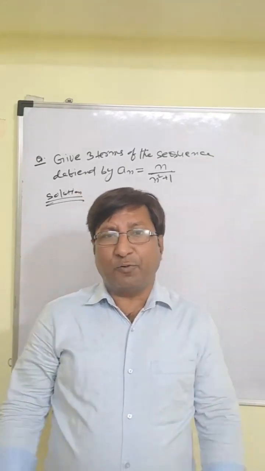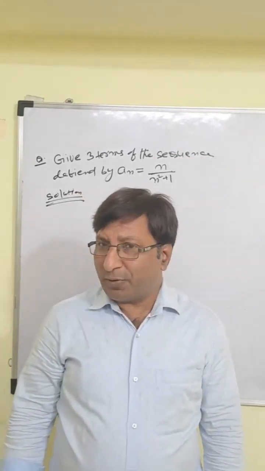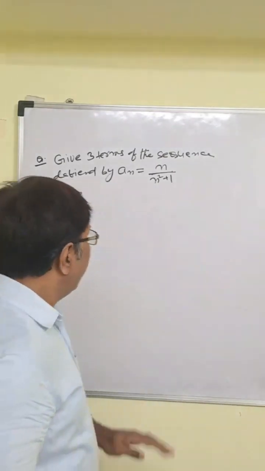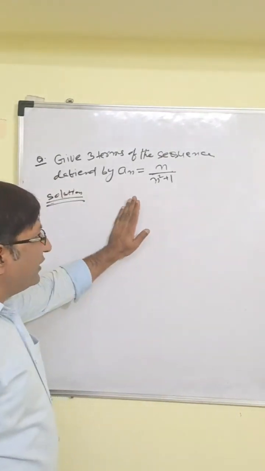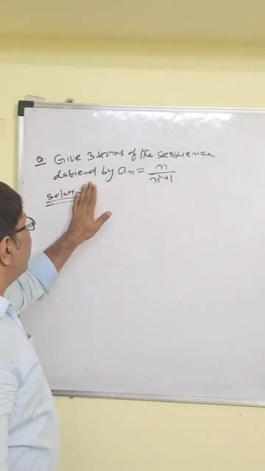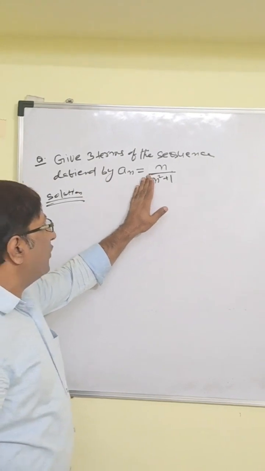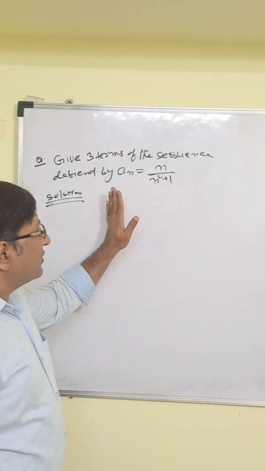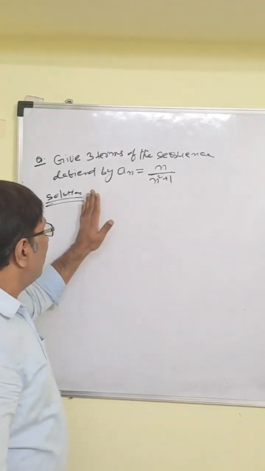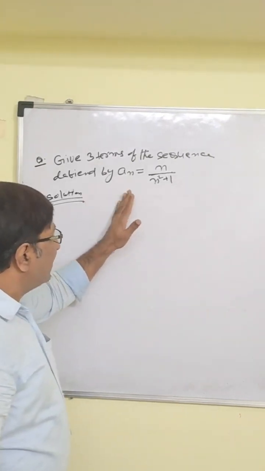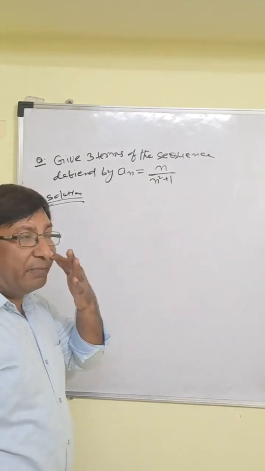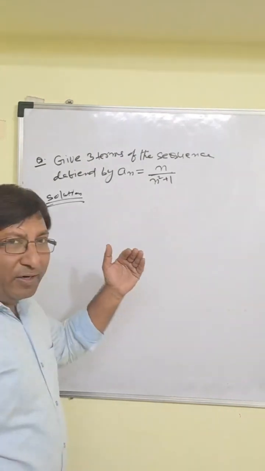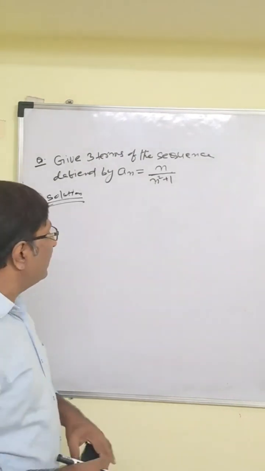Most important question of AP, arithmetic progression. Let us see the question. Here the question is: give three terms of the sequence defined by a_n equal to n by n square plus 1. For this type of question, the simple technique is: we have to find the first three terms, so just put n equal to 1, n equal to 2 and n equal to 3.